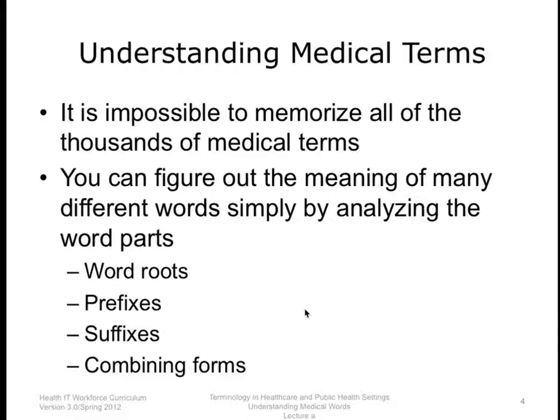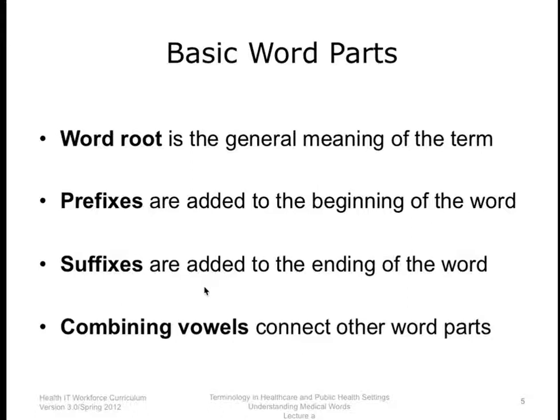Now, there are four basic word parts that we're going to cover: word roots, prefixes, suffixes, and combining forms. Basically, the core word is the root word, the prefix is what you put at the beginning, the suffix is what you put at the end, and the combining form is the methodology of how you combine a prefix with a word root, or multiple word roots, or a word root and a suffix. The word root is the general meaning. You're going to learn some of the basic word roots that are very commonly used.